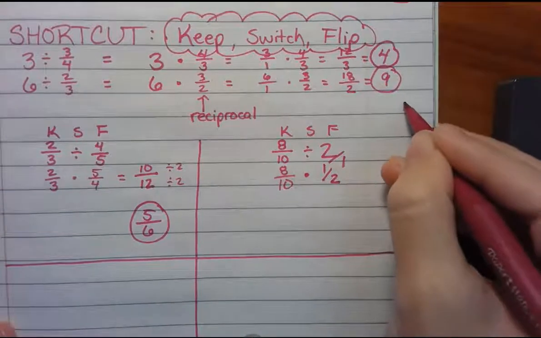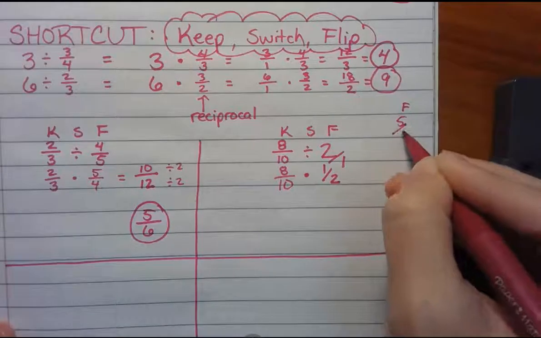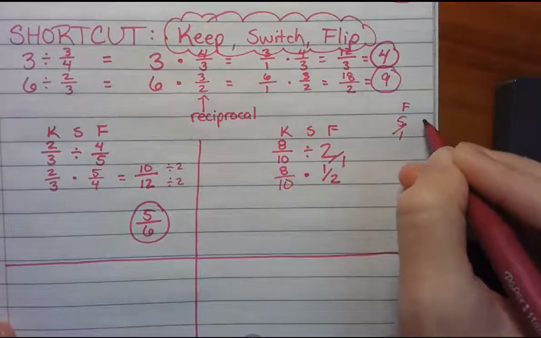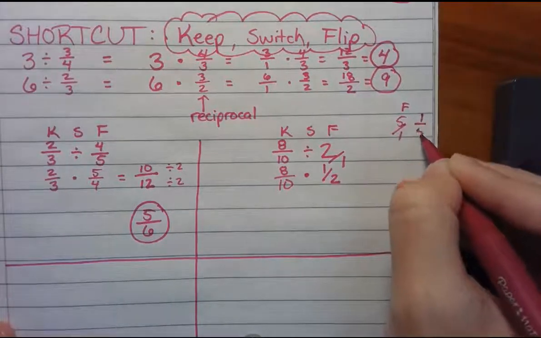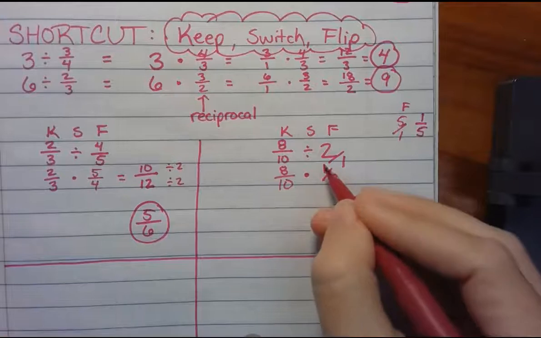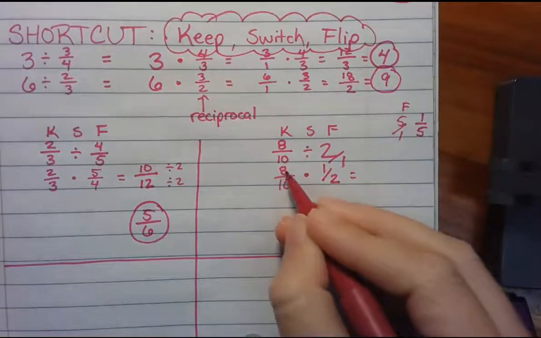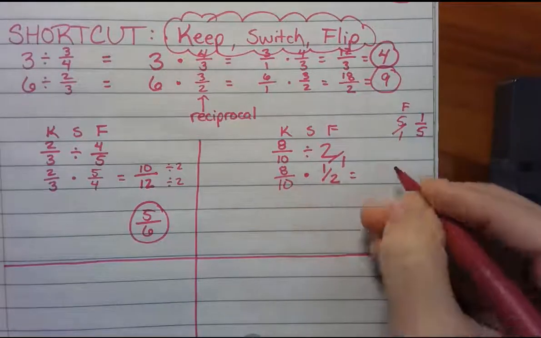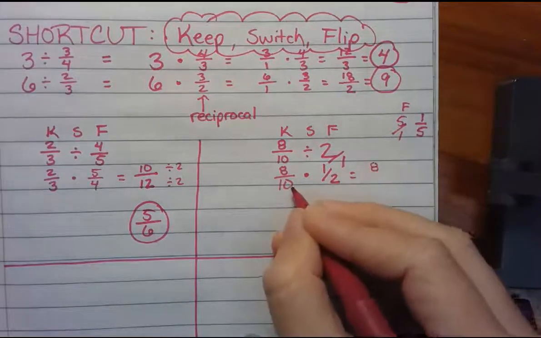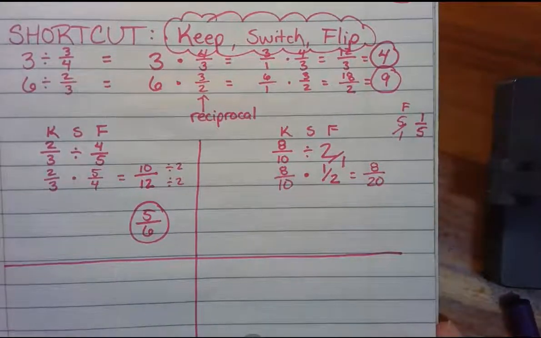If I wanted to flip the number 5, I would have to think of 5 over 1, and then it would flip to 1 over 5. So when you flip a whole number, the 1 goes to the top. So that's what happens when I flip 2. It's going to become 1/2. All right, now I'm ready to multiply. So across the top, 8 times 1 gives me 8. 10 times 2 gives me 20.